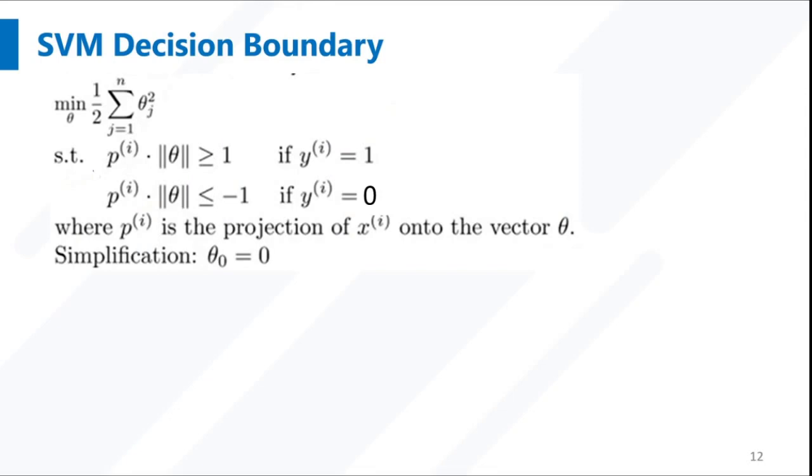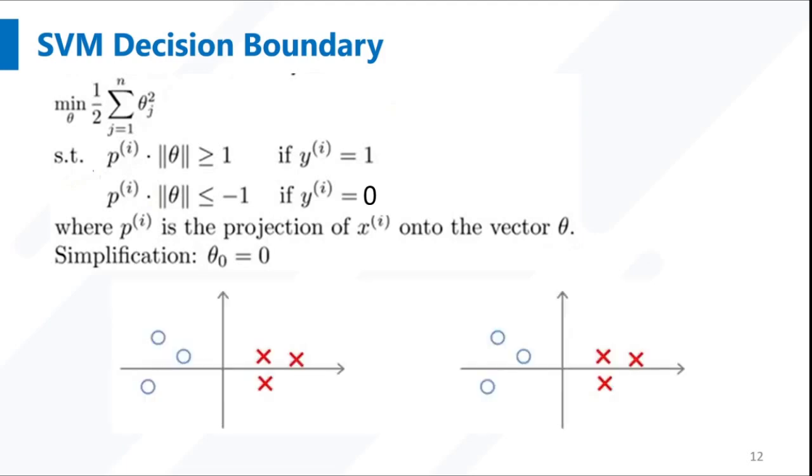So this is our modified condition of the objective function, modified in the sense that the subject-to equations, theta transpose xi, can be written as projection pi times magnitude of theta, and that quantity has to be greater than or equal to 1 if output is 1. For cases where output is 0, the quantity, that means projection pi of xi over theta multiplied by magnitude of theta, should be less than or equal to minus 1, where pi is the projection of xi onto vector theta, and we applied the simplification theta 0 equal to 0. That means the intercept is equal to 0.